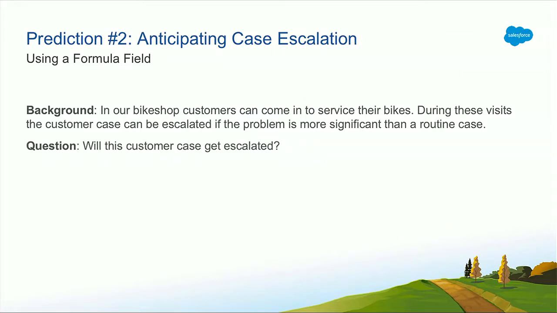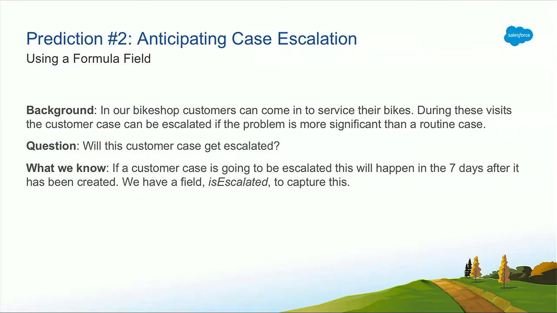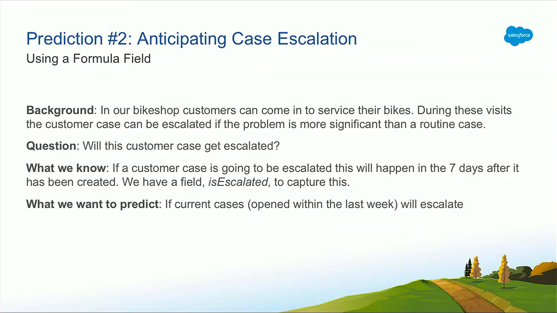What we want to predict then is, will a customer case that's now open become escalated? What we know going in is that customer cases are only escalated in that first week after they've been open. After that, if it was never escalated, it'll just stay never escalated. We also know we have an is escalated field that captures this information. So what do we want to predict? We want to predict if current cases, meaning they were opened in the last week, are going to escalate.